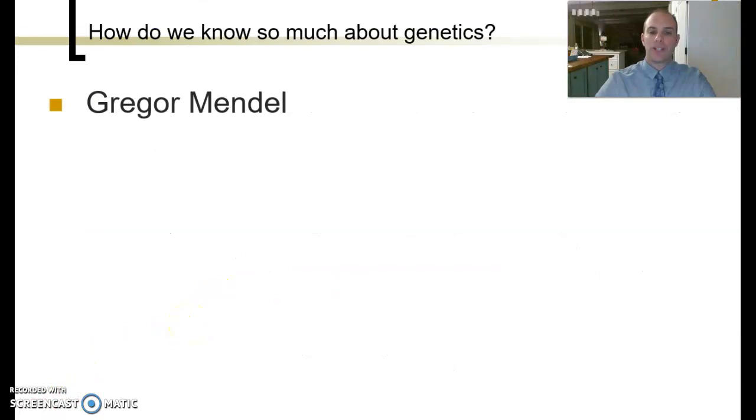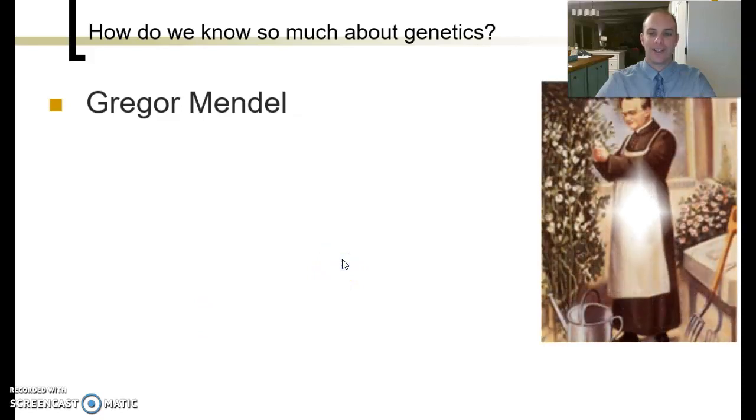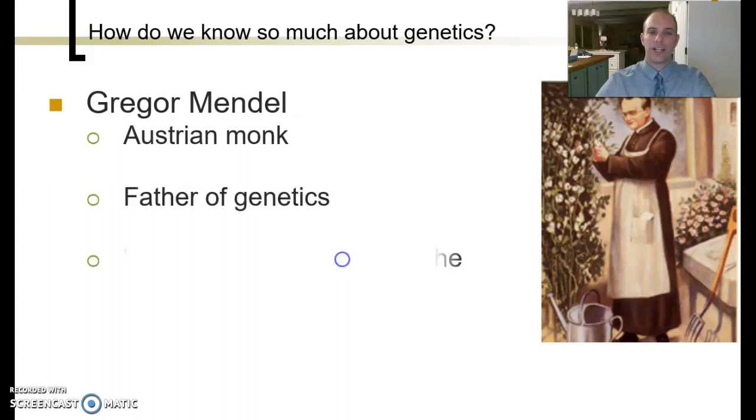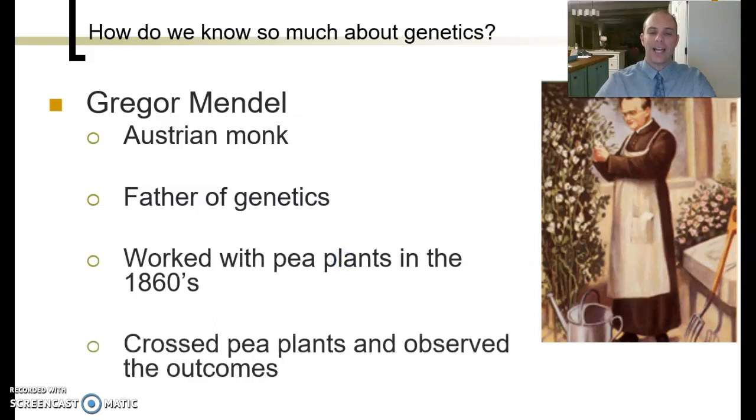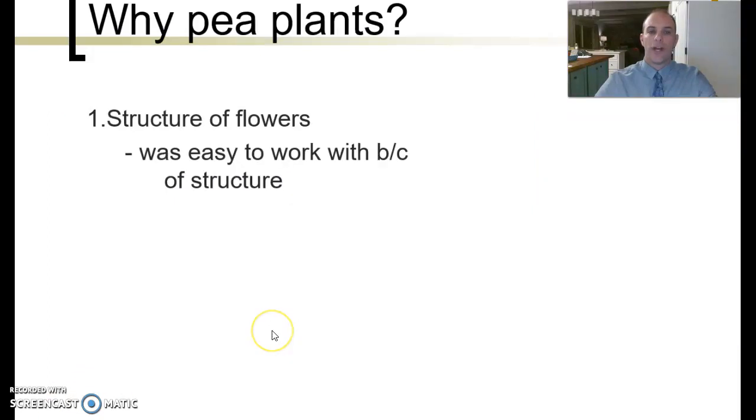So how do we know so much about genetics? One man and one man only, Gregor Mendel. He's the father of genetics. Here he is, strikingly handsome. He's an Austrian monk, known as the father of genetics, like I said. Worked with pea plants in the 1860s, and he crossed pea plants and observed their outcomes, meaning he observed all their traits and characteristics. So why did he choose pea plants?